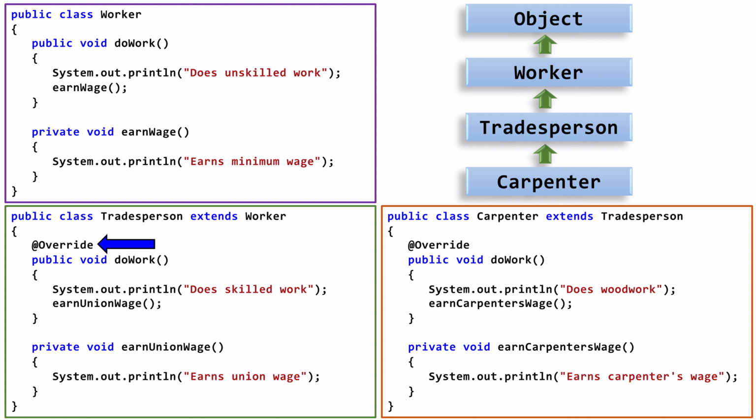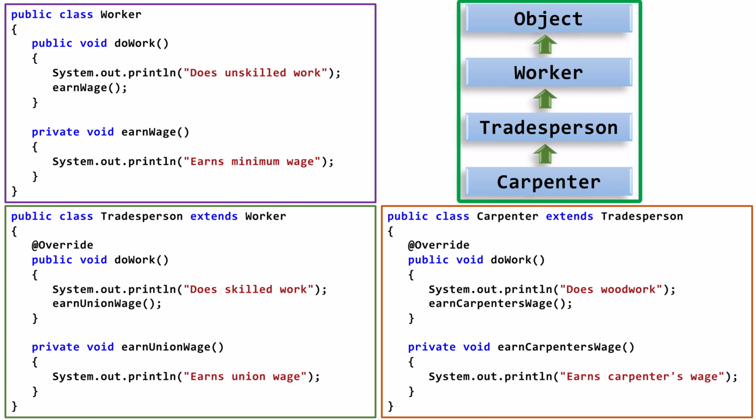In tradesperson, we've overridden doWork, so it behaves more appropriately for a tradesperson. The override annotation is optional, but it's a good practice. We've created a new method to handle the payment called earnUnionWage. In carpenter, we again override doWork. If we hadn't overridden doWork, carpenter would have inherited the doWork from tradesperson. Again, we created a unique payment method, this time called earnCarpenterWage.